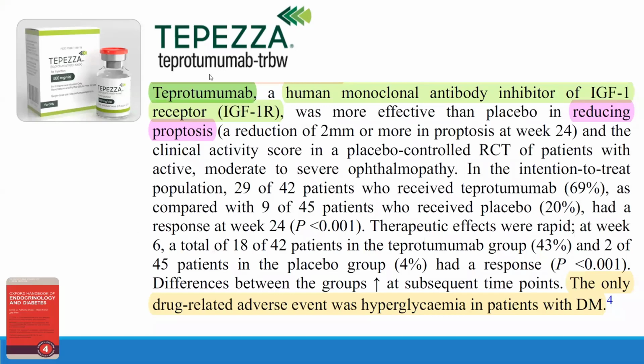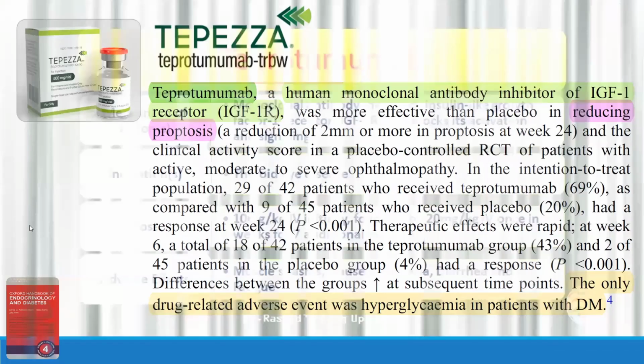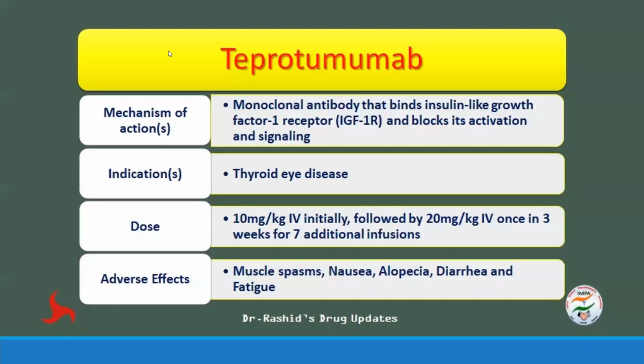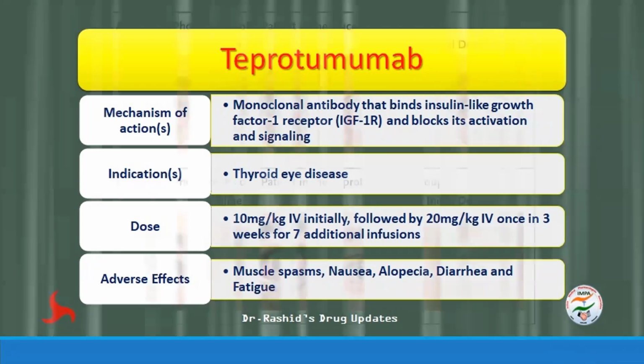Teprotumumab, Tepezza. I think so far this is the only one approved. Nowadays it's the only one approved for management of Graves' orbitopathy. But I think in the next few months, a lot of other drugs will be approved for this indication. The mechanism of action: monoclonal antibodies that bind insulin-like growth factor 1 receptor and block its activation and signaling, used for treatment of thyroid Graves' orbitopathy. Adverse effects: muscle spasm, nausea, alopecia, diarrhea, fatigue, and hyperglycemia.